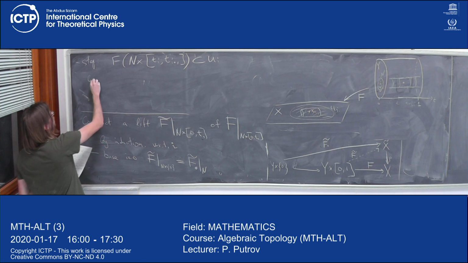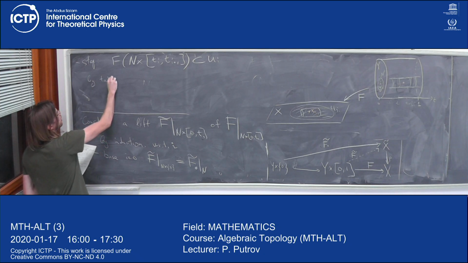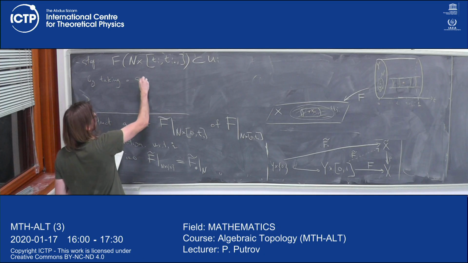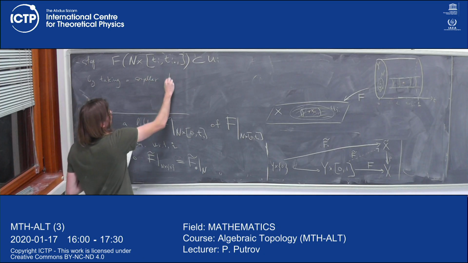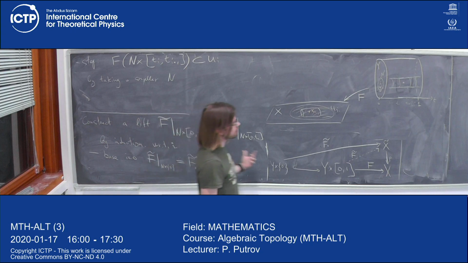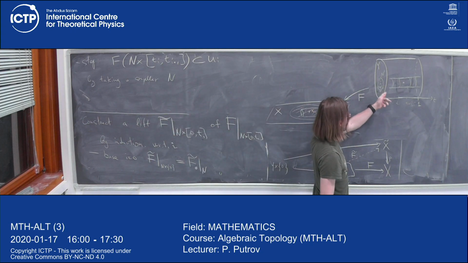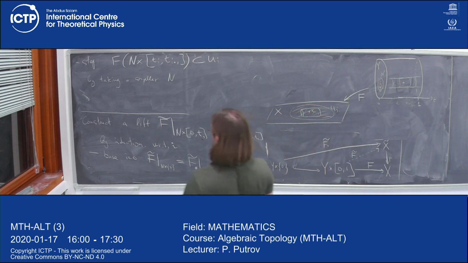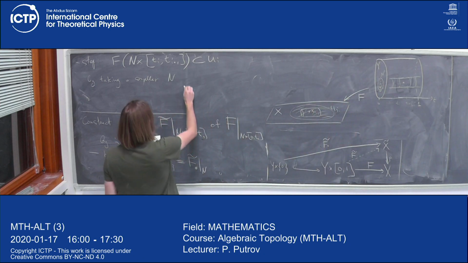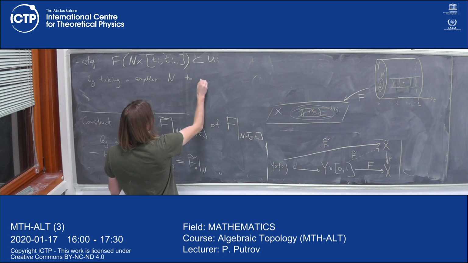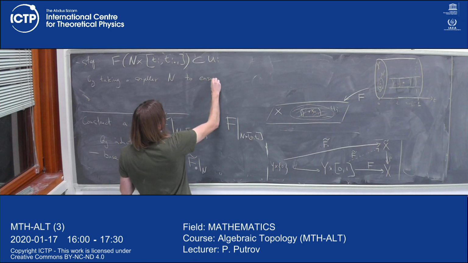Also, by taking a smaller n, so we're interested in constructing this lift for any open neighborhood of y0. So you can always take a smaller n to ensure that.